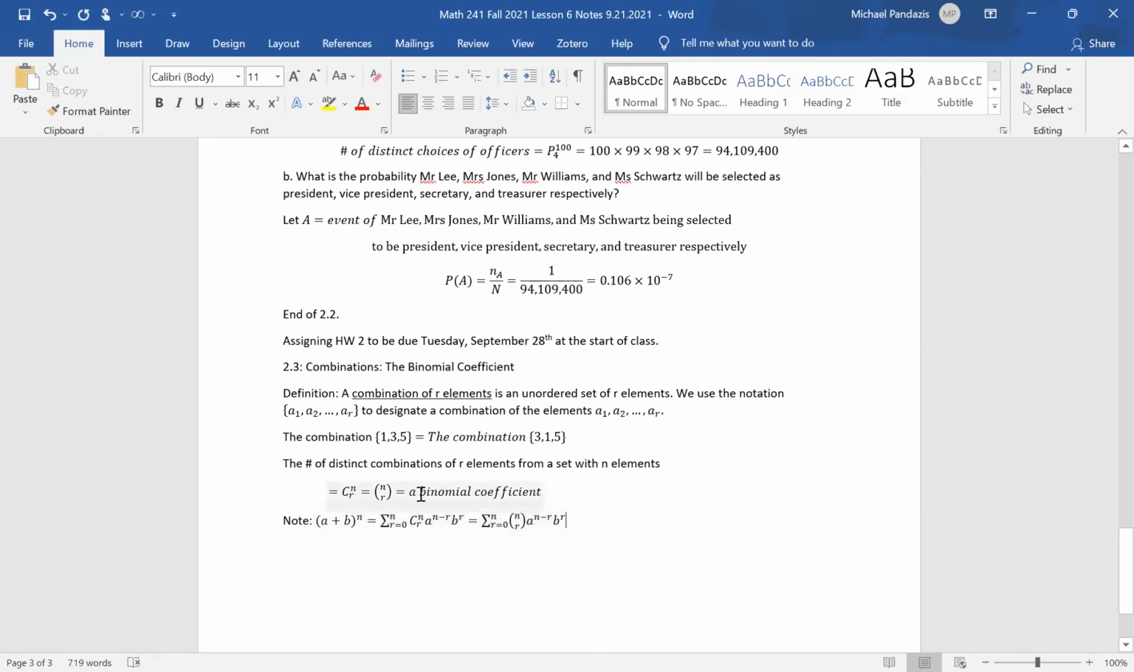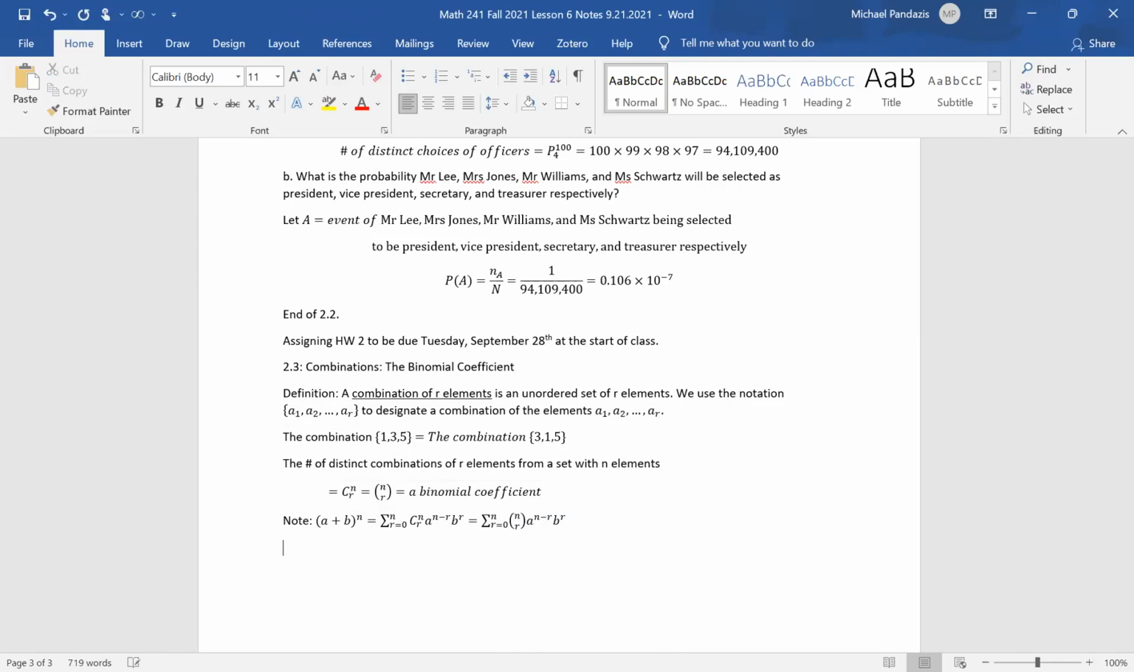Okay, so this is called a binomial coefficient because it's a coefficient of this sum. These are, of course, coefficients in this sum. This sum is a sum of products, and you have a constant in front of products, a certain number of A's times a certain number of B's, and there's a number in front, and those numbers are coefficients. This is called the binomial coefficient.